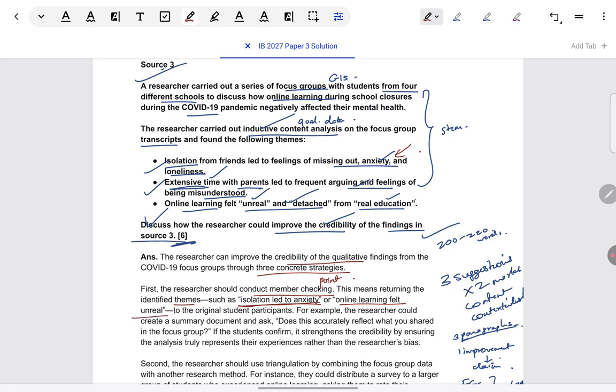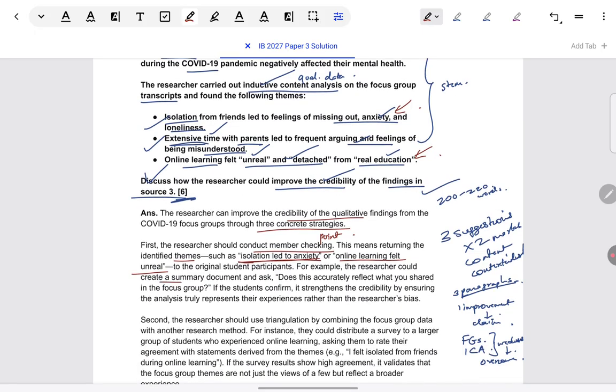online learning feels unreal. So for these, once they have written it, they could create a summary document in simple words that students can understand, and ask students to verify that this is what they meant to say, what the researchers have ultimately concluded in their themes. So we made a point that member checking should be done. Then we have given an example or explanation of how it could have been done in this case. And then we link it by saying what exactly the improvement is.